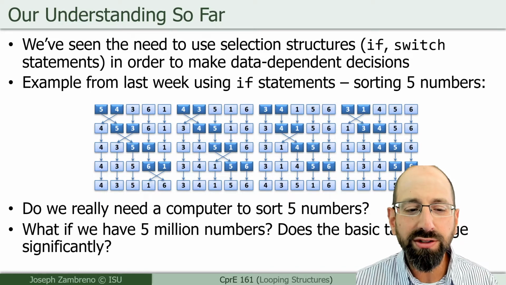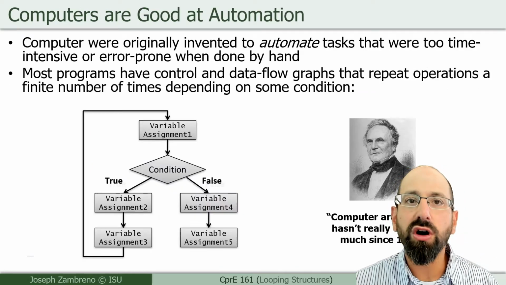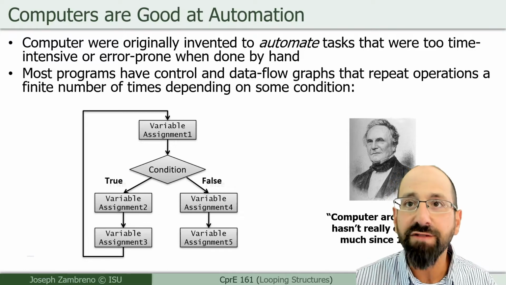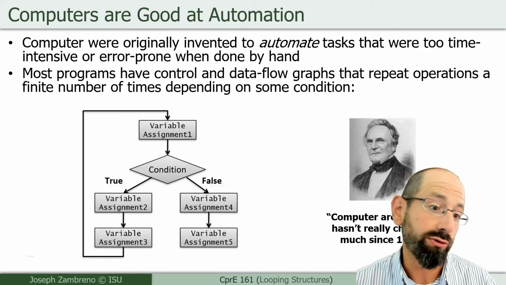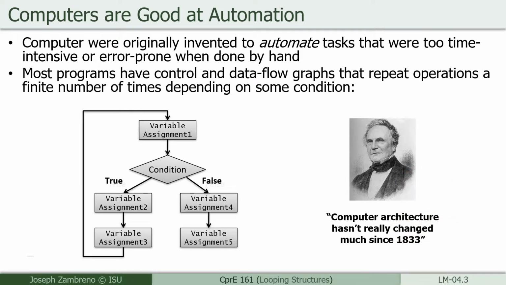So, just like we think of computers as being very good at decision making, computers are also very good and really originally invented to automate tasks that were either too time intensive or potentially error prone to do by hand. Most programs have these control and data flow graphs that don't just have the branches that we've learned, but also repeat operations a finite number of times depending on some condition.